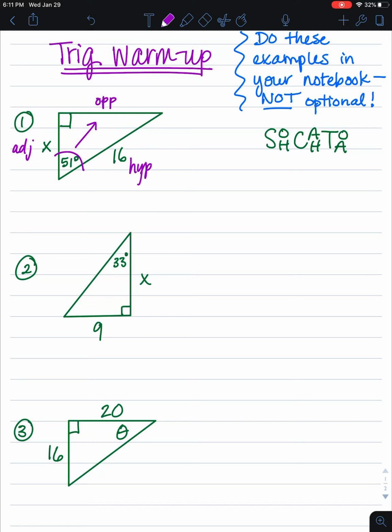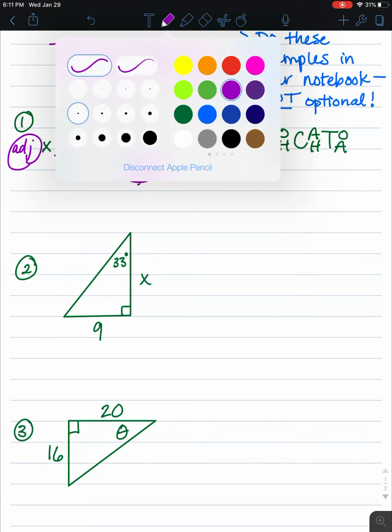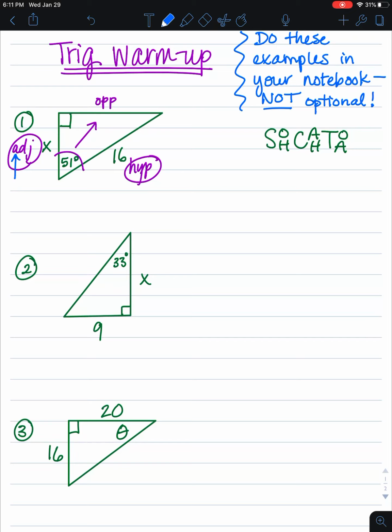Great. So we have to ask ourselves 2 questions, and this is very important. You need to ask yourself, what side am I given? The only side I'm given here is the hypotenuse, 16. Secondly, you need to ask yourself, what side am I trying to find? That's x, which is the adjacent. Okay, so which one uses adjacent and hypotenuse looking at your SOHCAHTOA? So that's adjacent and hypotenuse for the caught another hippie.